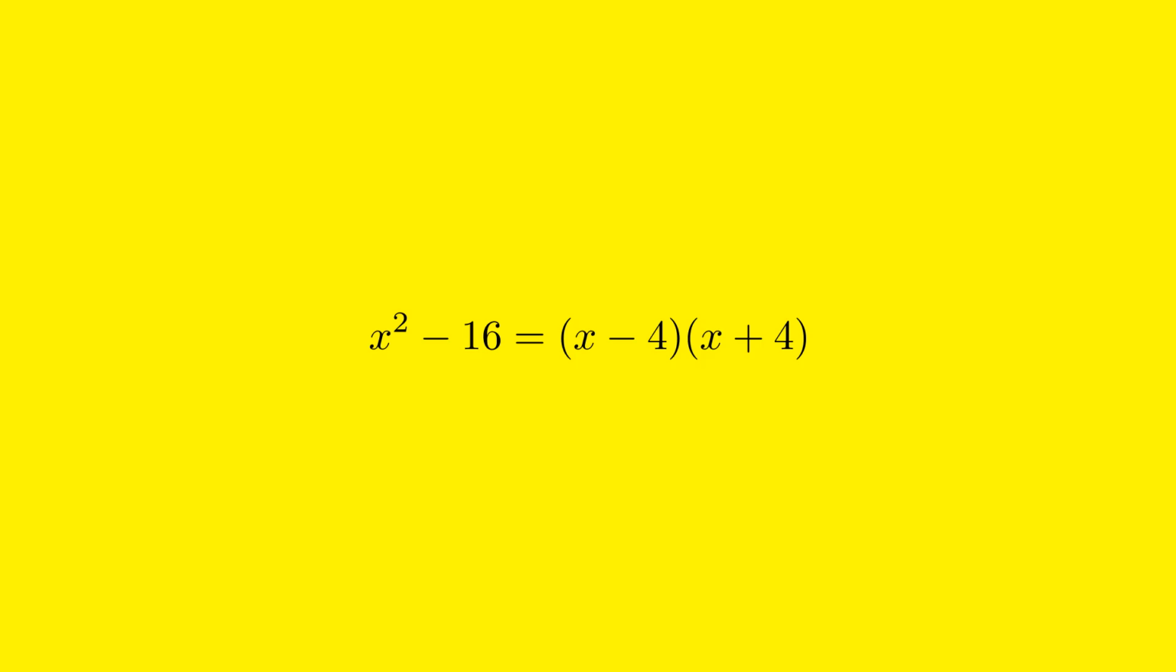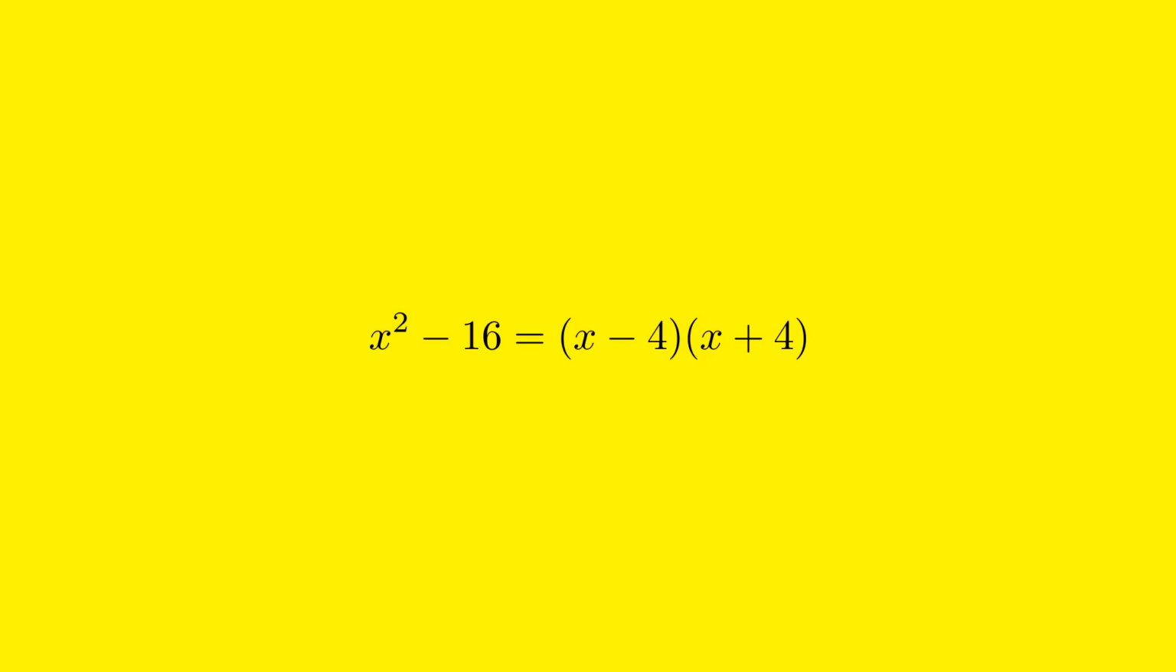The first term, x squared, is clearly a perfect square, since it is the square of x. The second term, 16, is also a perfect square, as it is the square of 4. So this matches the pattern exactly. We simply take the square root of each of the two terms in order to identify what the binomials will be. The square root of x squared is x, and the square root of 16 is 4. We insert these values into our factored form, yielding the two binomials.